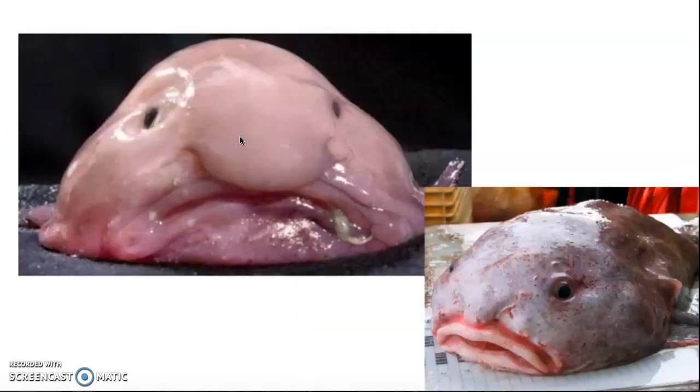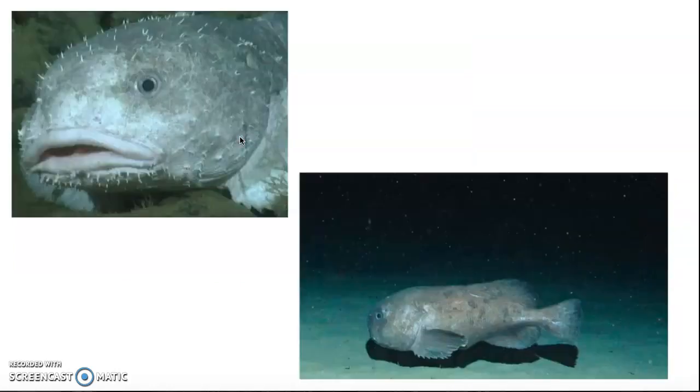This is a blobfish brought to the surface. Now you can see why they call it a blobfish. It looks like a blob. This is like some fatty, slimy blob. But down in the ocean, it doesn't look like that at all.